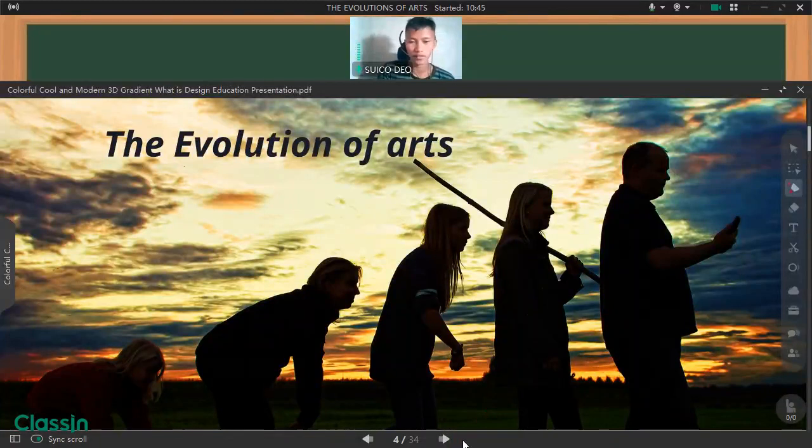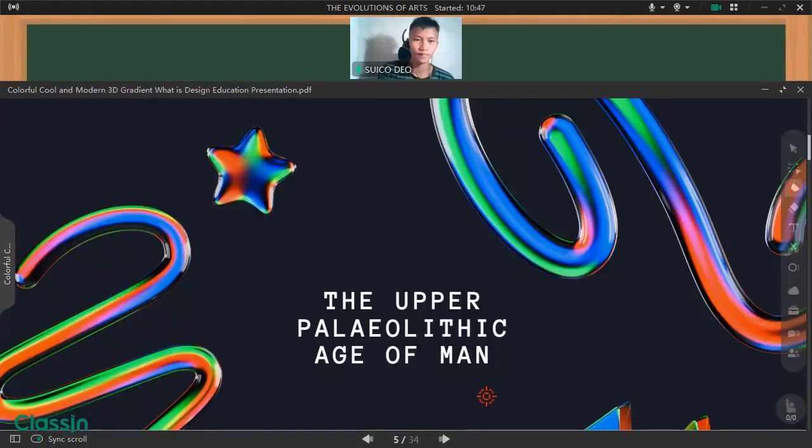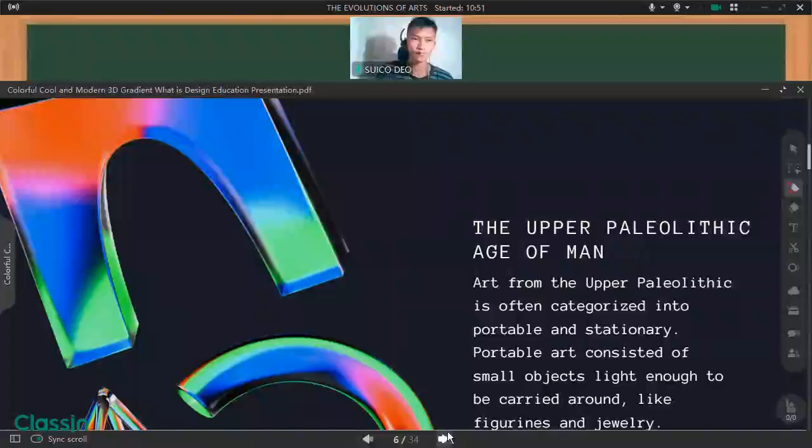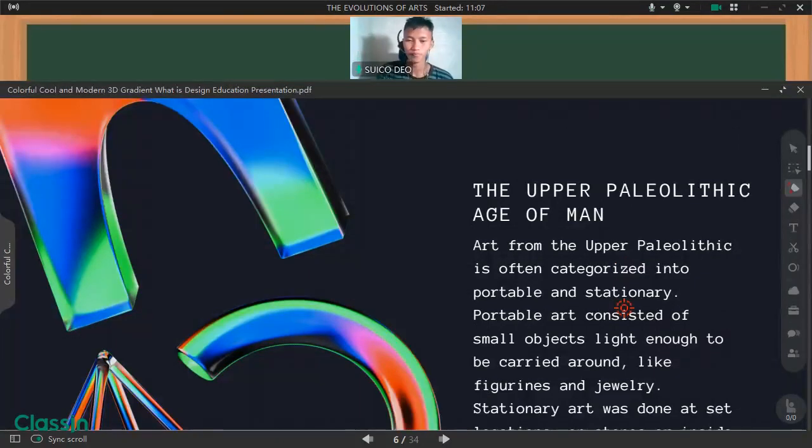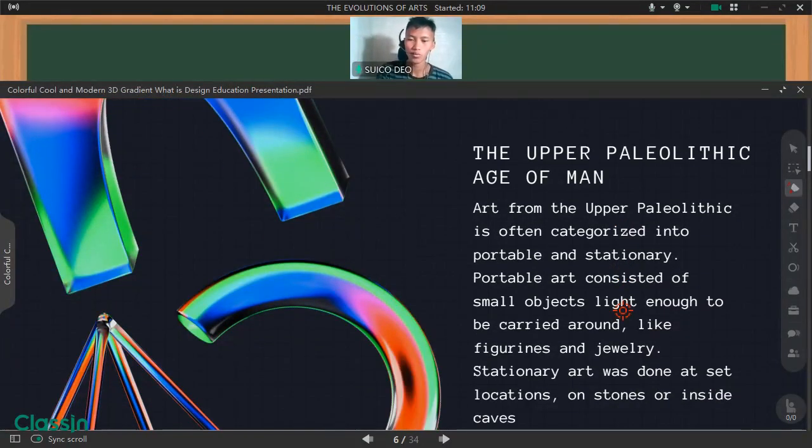The evolution of arts. The first one is the Paleolithic Age of Man, the Upper Paleolithic Age of Man. Art from the Upper Paleolithic is often categorized into portable and stationary. Portable art consists of small objects, light enough to be carried around, like figurines and jewelry. Stationary art was done at set locations, on stones or inside caves.